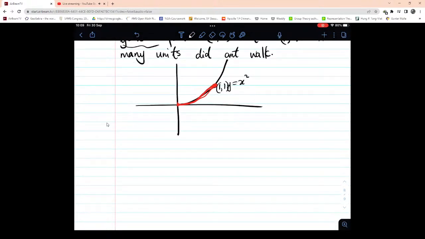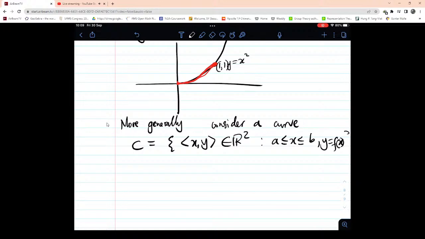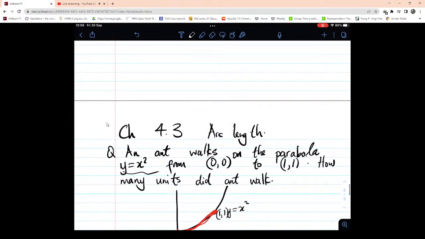And more generally, we can consider a curve C, which is defined like that. So it's along this interval, and oh, sorry, thank you, Rutendo. It's supposed to be chapter 4.5. I don't know where I got 4.3 from. It's 4.5. Thank you for that.